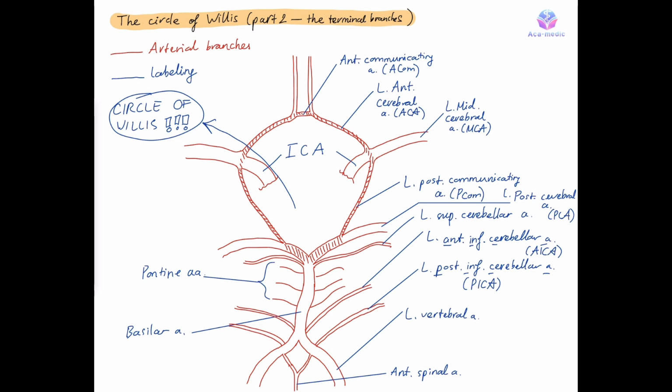Today we will go to part 2 of our two-part video about the circle of Willis. And in this video we will draw out the terminal branches of the circle of Willis. So if you would like to draw out these arterial branches that make up the circle of Willis, like in this drawing, then please stick around to the end of this video.